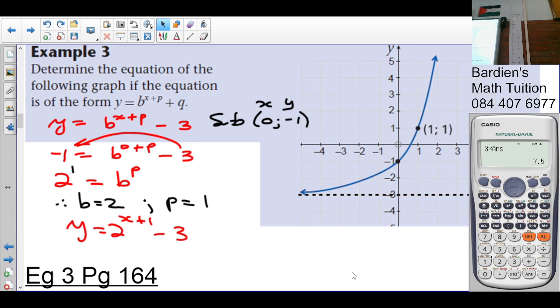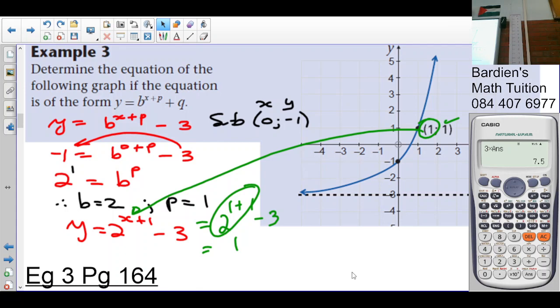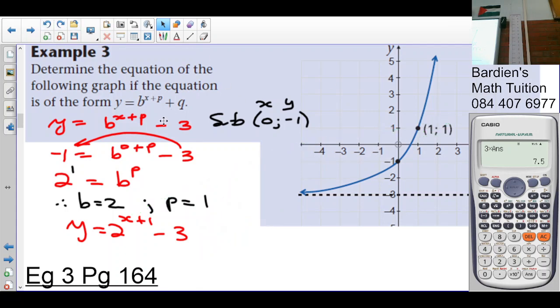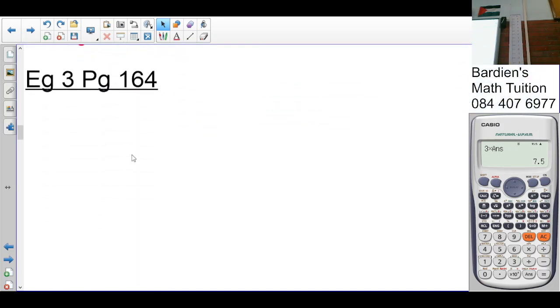And I can check if I'm correct. I can substitute the 1 in here. If I substitute x being 1 in here, I must get the corresponding y value to be 1. So that's going to be 2 to the 1 plus 1, minus 3. So that is going to be 2 squared, which is 4. 4 minus 3 is 1, which makes this correct. Okay? We didn't need to use that. Any confusion, people? No?